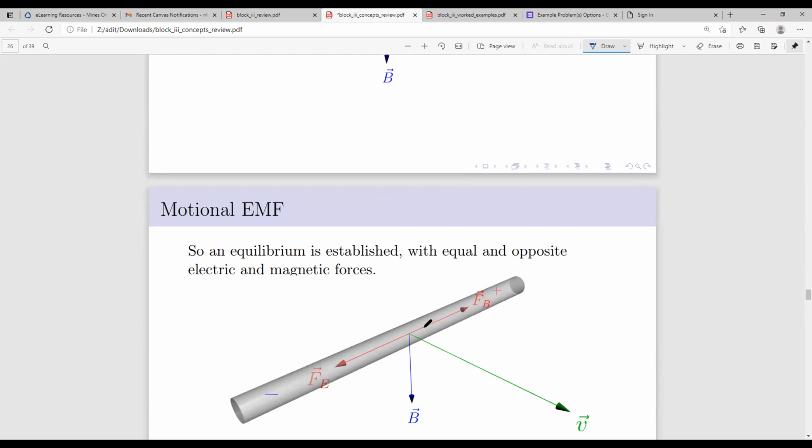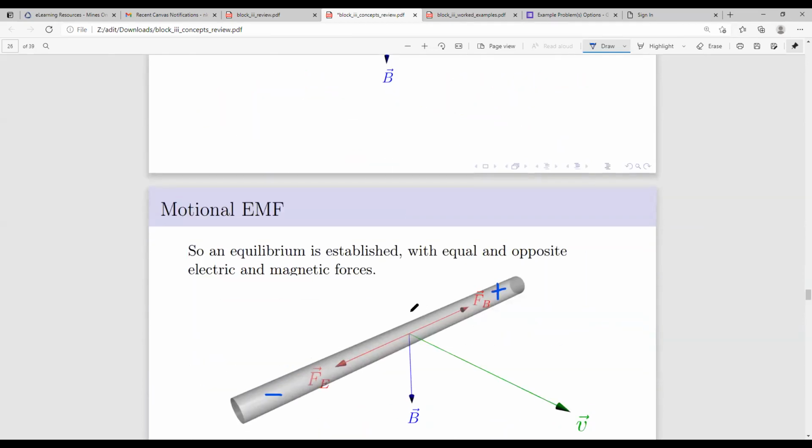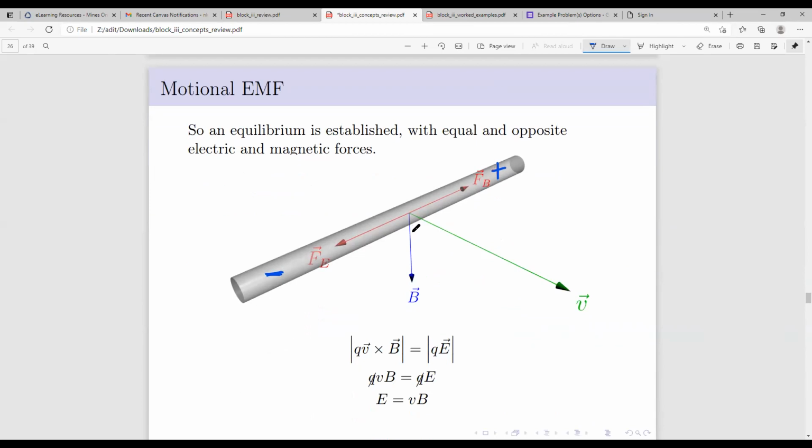So on the one hand, we have the motional EMF, which is causing a magnetic force pushing positive charges to this end of the rod. But at the same time, they're balanced by an electric force that's pushing them towards the other end, because electric forces always push positive charges in the direction of the electric field. So there's an equilibrium established, because the positive charges are pushed towards one end of the rod from a magnetic force, and towards the other end from an electric force. And since you have that equilibrium, we can equate those two forces.